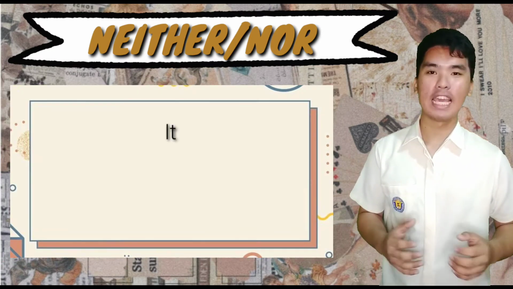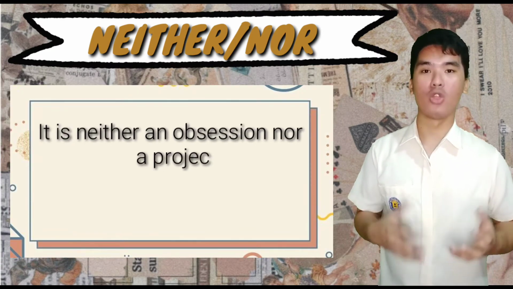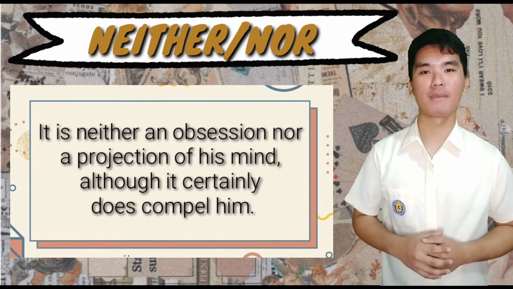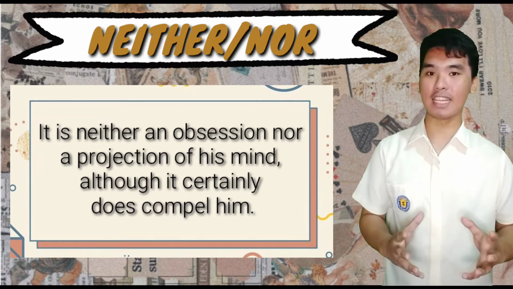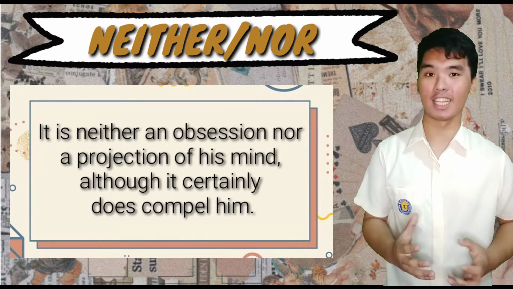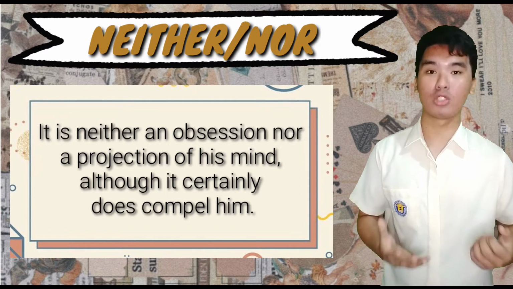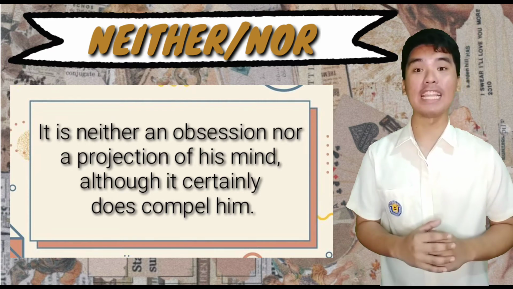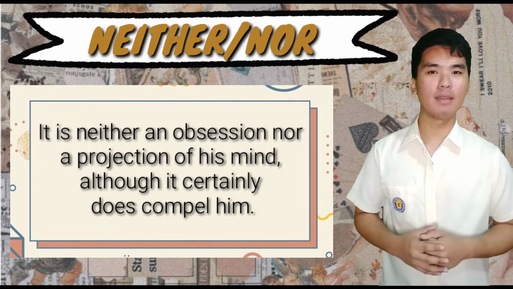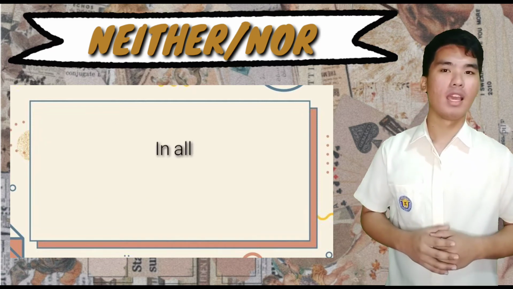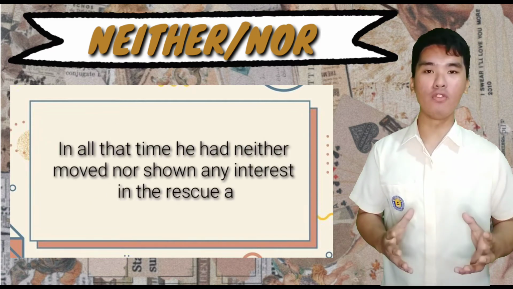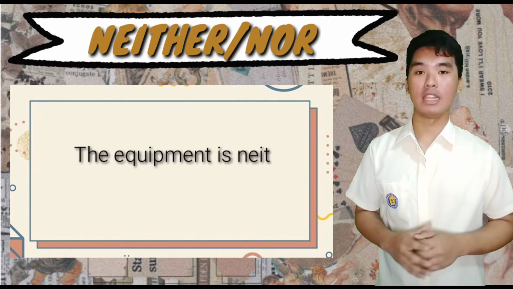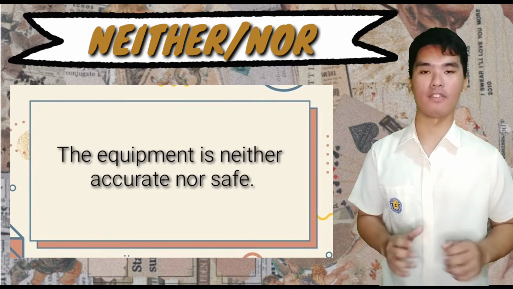First, we have, it is neither an obsession nor a projection of his mind, although it certainly does compel him. Now, this sentence states that it is both not an obsession and not a projection of his mind. Here, the neither nor function is evident, for it denies and negates. The same is true with the next two examples. In all the time, he had neither moved nor shown any interest in the rescue attempt. The equipment is neither accurate nor safe.